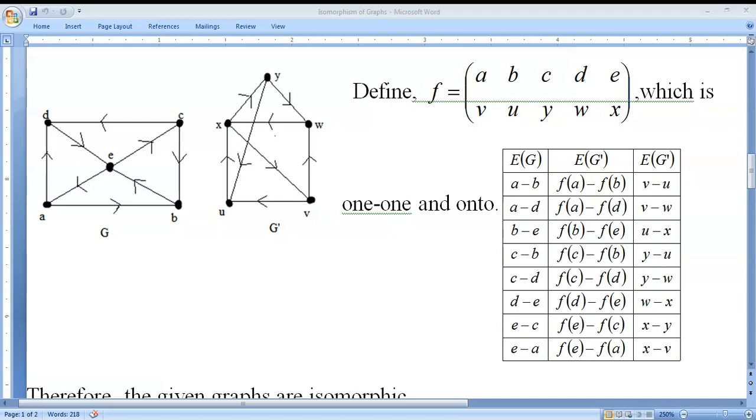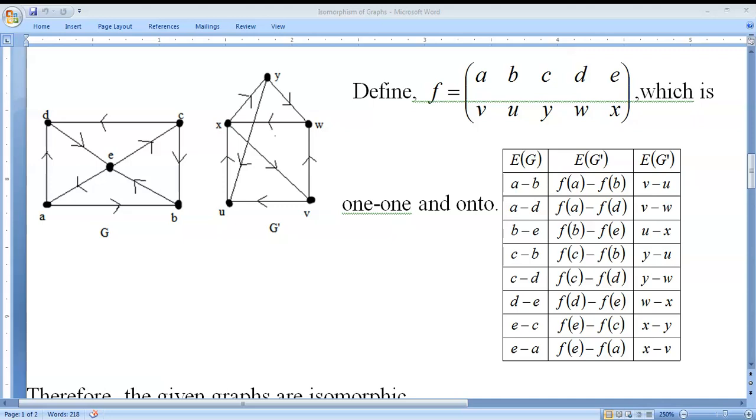So let us start with edge AB. The second point is saying that if uv is an edge in the first graph, then f of u, f of v must be an edge in the second graph. So I have taken the edge AB. Correspondingly, f of a, f of b must be an edge in the second graph. So f of a means V, f of b means U. So VU must be an edge in the second graph. From the second graph, you need to check whether VU is an edge. So clearly VU is an edge in the second graph.